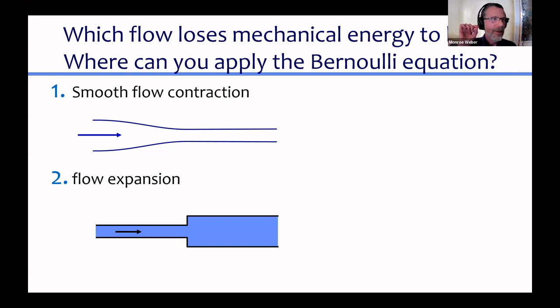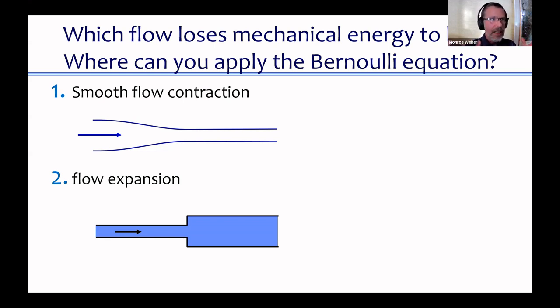That's so funny. I worked hard over the last couple of days to revise these notes to make them clearer, and I clearly failed in that one. So which flow loses mechanical energy to heat? That is the flow expansion. Where can you apply the Bernoulli equation? That is the smooth flow contraction.